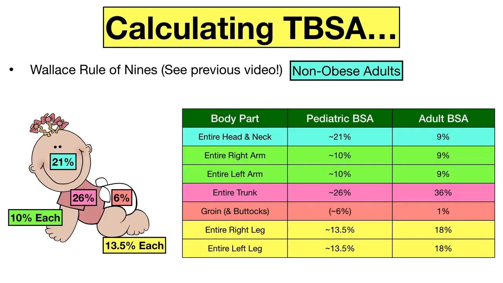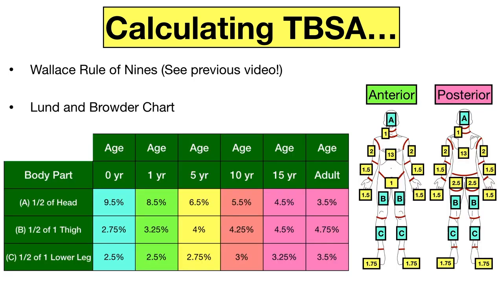Pediatric patients have disproportionately larger heads and shorter legs, which can make the rule of nines less accurate, as you can see in the diagram and table. This table and diagram will give you approximate percentages for infants and young children. These numbers will change in older pediatric patients. We can see the head is disproportionately larger at 21% instead of 9%, and the legs are disproportionately smaller at 13.5% each instead of 18% each. This is where the Lund and Browder chart comes into play.